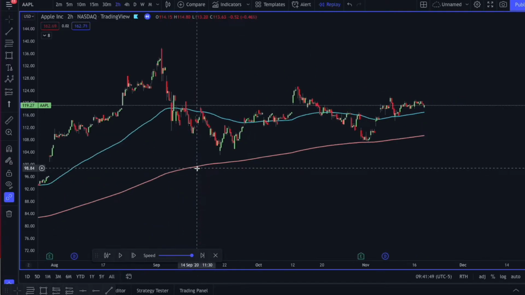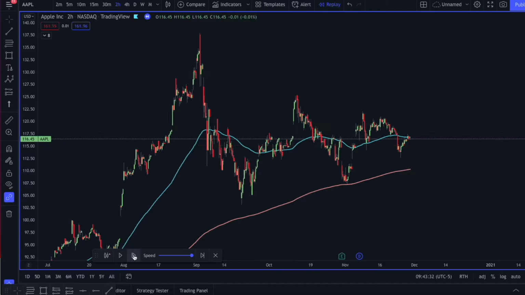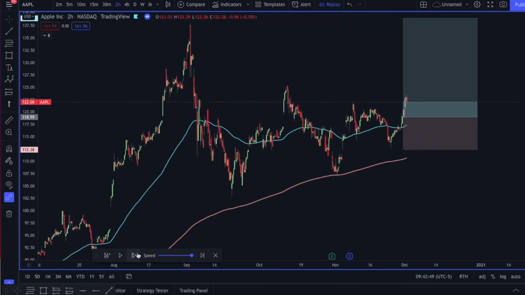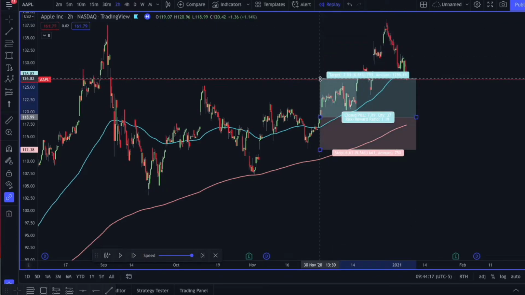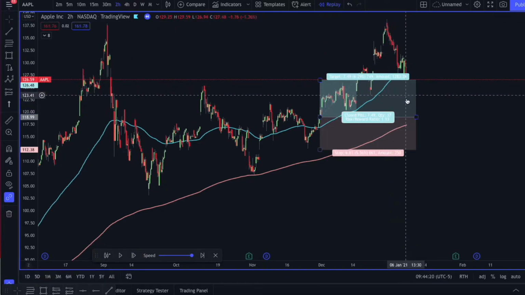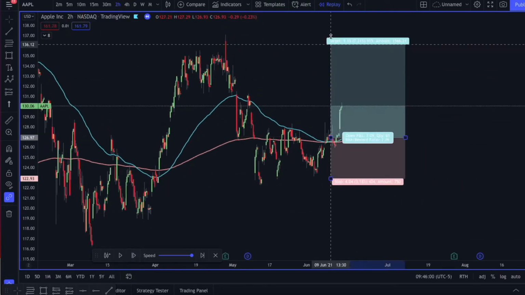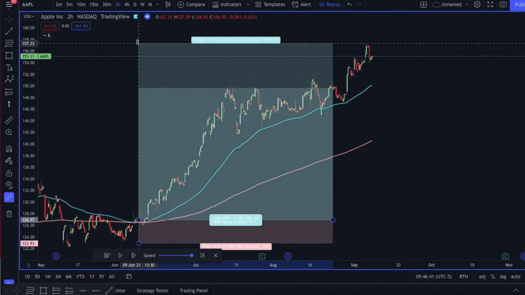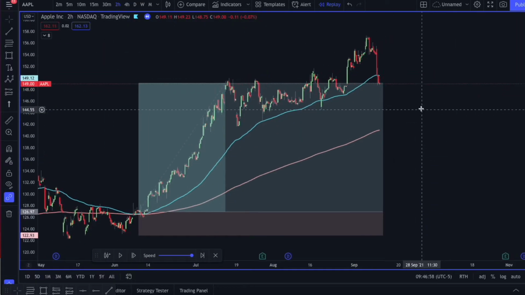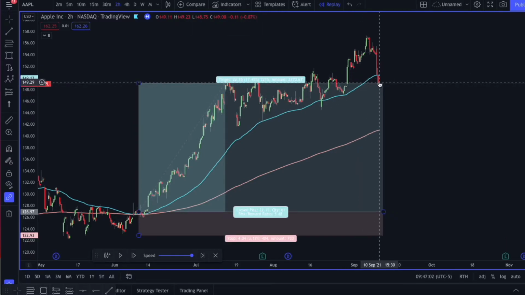Let's try a couple and see how it is. And we would have sold right there. Overall would have been 1-to-1. Okay. And we would have been stopped out there. That was 2 bearish candle closes below the moving average.